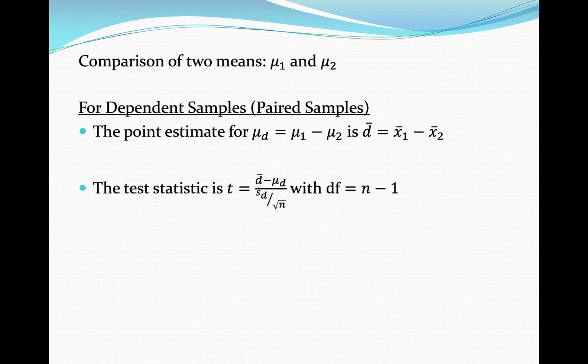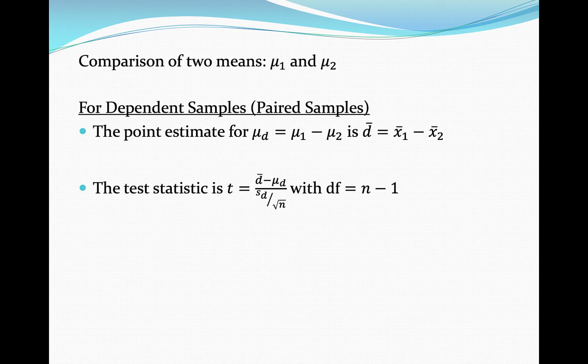Since we have these d values, these differences, we can use essentially the same test statistic as we do in a single sample case. The only difference is that instead of having x bar, now we have d bar. We're just looking at the differences. If you compare that to your old test statistic, you'll see that it's very similar.